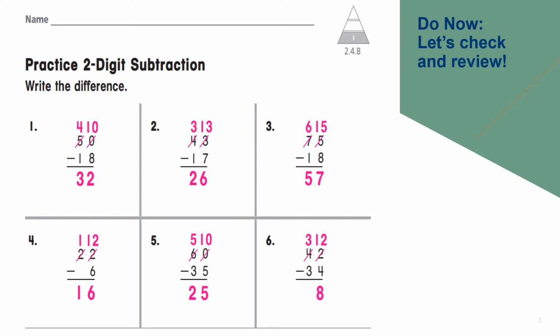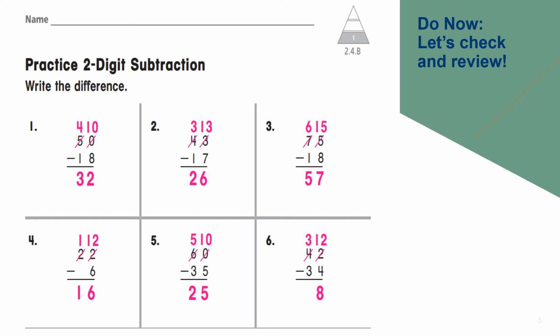Number 3. I have 75 minus 18. So remember, I always start from my ones place to subtract. So I have 5 minus 8. So I know that's impossible to take 8 away from 5. So I have to regroup.